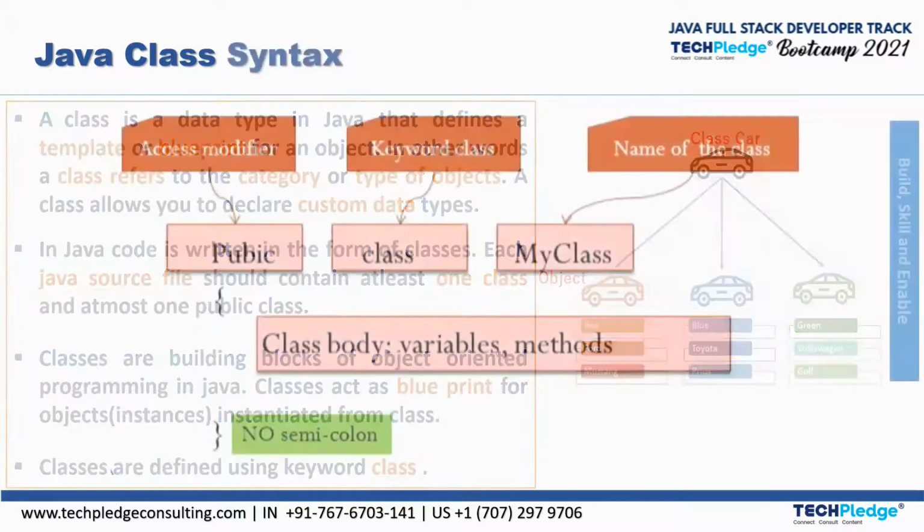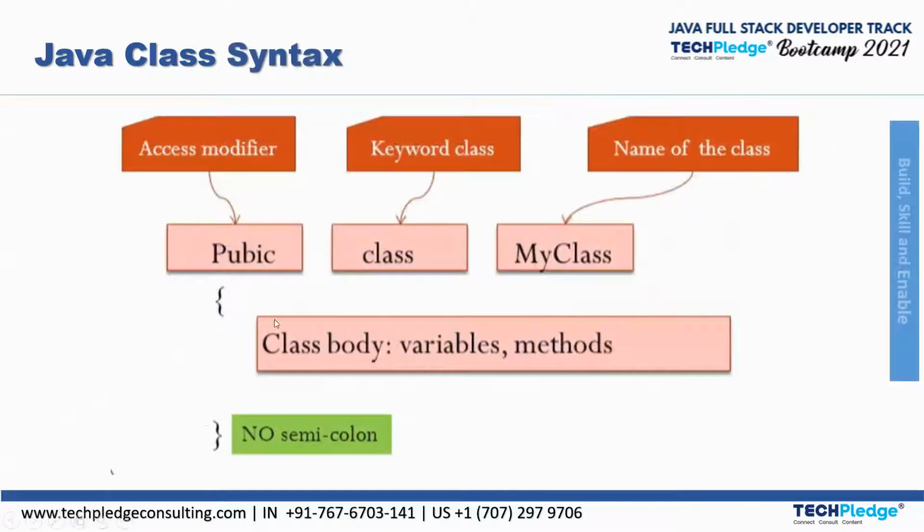Next is the syntax. You can see this is how a Java class is written. The first is the access modifier. It can be public or it can be something else. The next is the keyword, which is of course class, and then the name of the class. And then the class body. In the class body, it can be several things, like variables and methods. Based on your requirements, you can mention whatever you want in that.